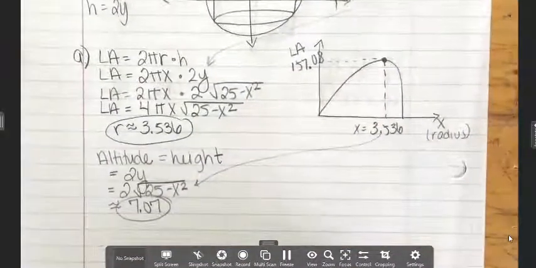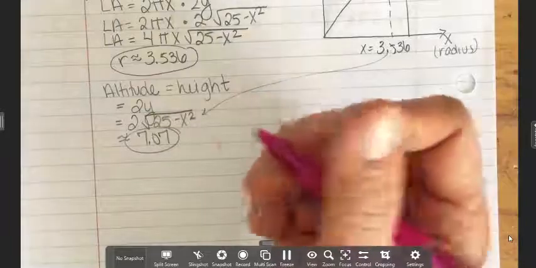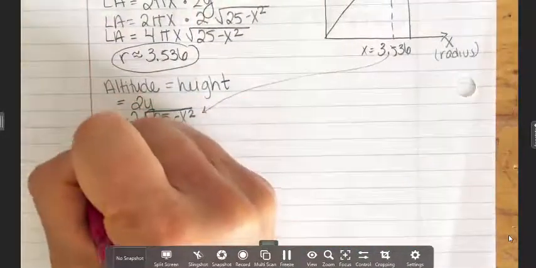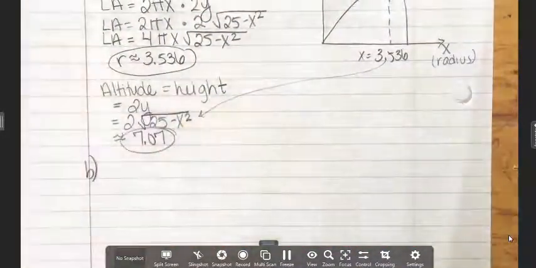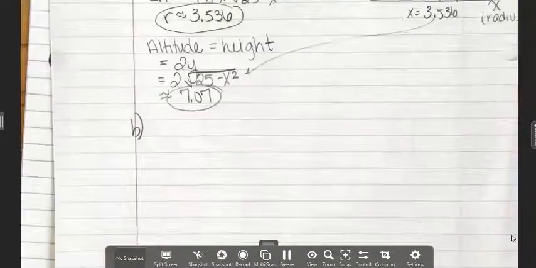This is one of those problems where you got A, B, C, D. Oh, it only goes to D, so that's pretty nice. All right, B. Find the radius and altitude of the cylinder with the maximum total area.